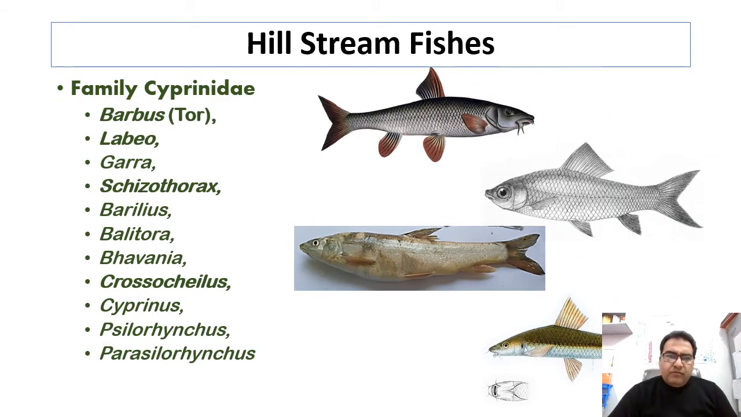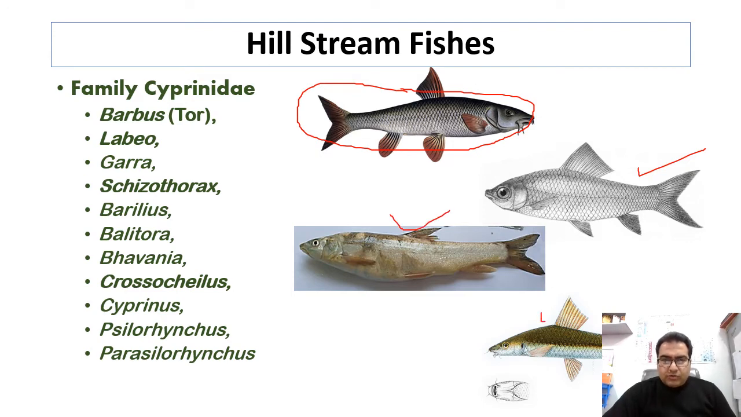Then from the family Cyprinidae, which is one of the biggest families, we do have the fishes such as the barbels, now known as Tor. We do have Labeo, Schizothorax, Crossocheilus. Now there are certain other fishes such as Barilius, Balitora, Bhavania. We do have Cyprinus, Coelorhynchus, Paracoelorhynchus.